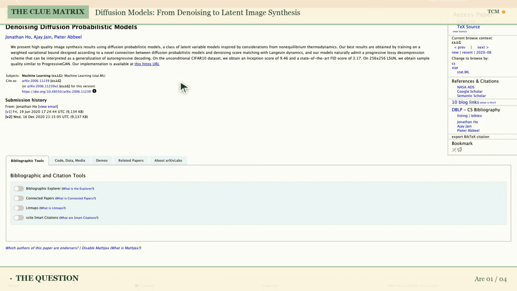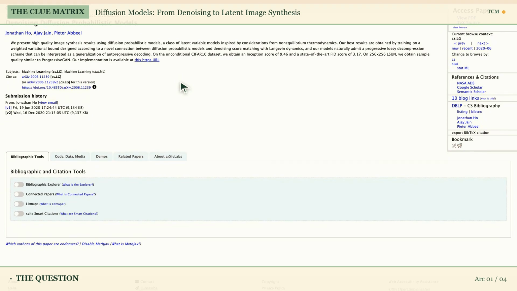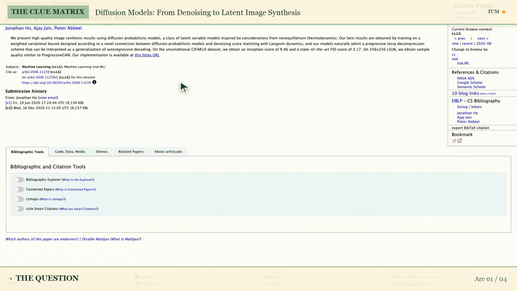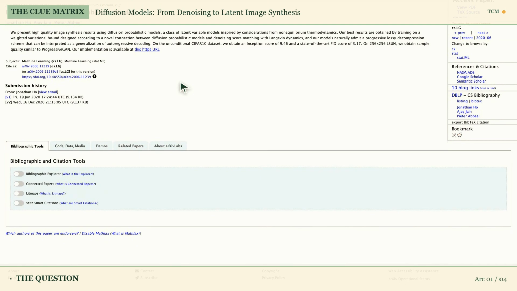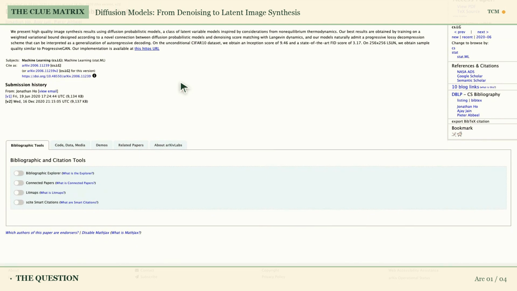So instead of creating order from scratch, it learns to reverse a process that destroys order? That's counterintuitive. But it works remarkably well. This paper demonstrated high-quality image synthesis results, which pushed the boundaries of what was possible at the time. It says they achieved state-of-the-art FID scores. That's a strong metric for how real generated images look.